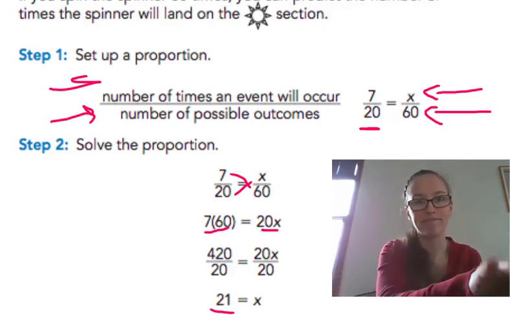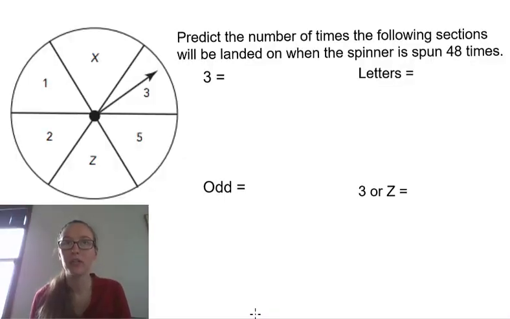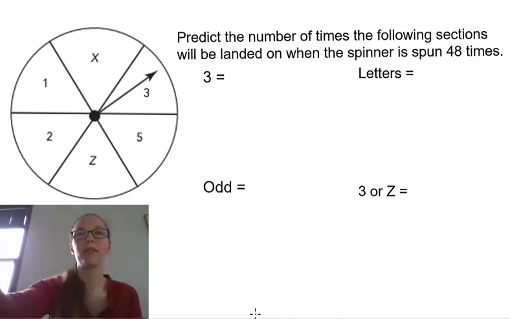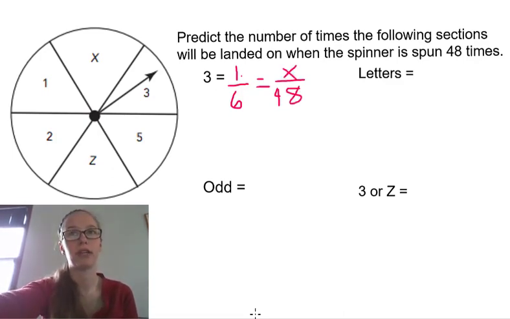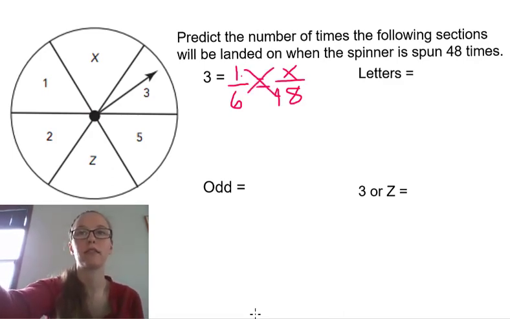So we are going to predict the number of times the following sections will be landed on when the spinner is spun 48 times. Let's first look at 3. The probability of landing on 3 is 1 out of 6. We're going to set up our proportion, and we want to know 48 times, so 48 is the total, so it's going to go on the bottom. We don't know the number of times it might be landed on, so we're going to cross multiply.